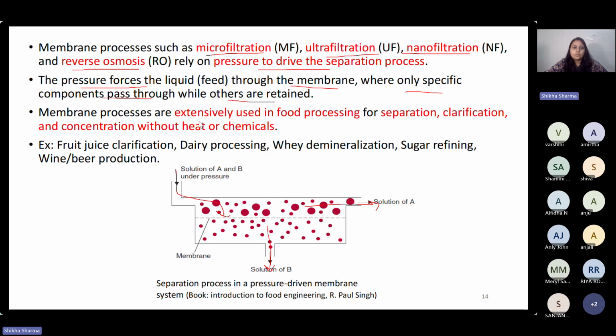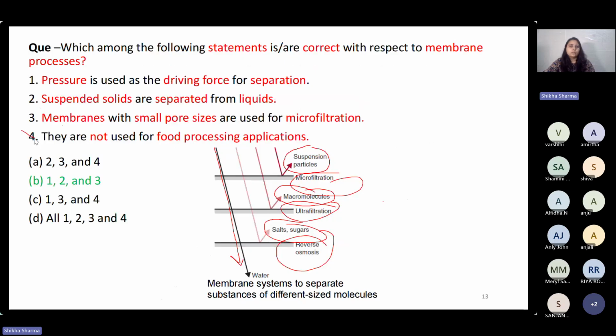Membrane processes are extensively used in food processing, for separation, clarification, and concentration without heat or chemicals. They are used in fruit juice clarification, dairy processing, whey demineralization, sugar refining, and wine and beer production also. So statement 4, which says they are not used in food processing applications, is wrong. And statement 1, which says that pressure is used as a driving force for separation, is correct.